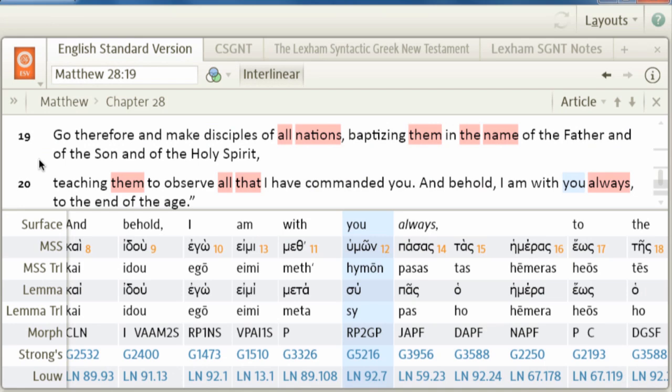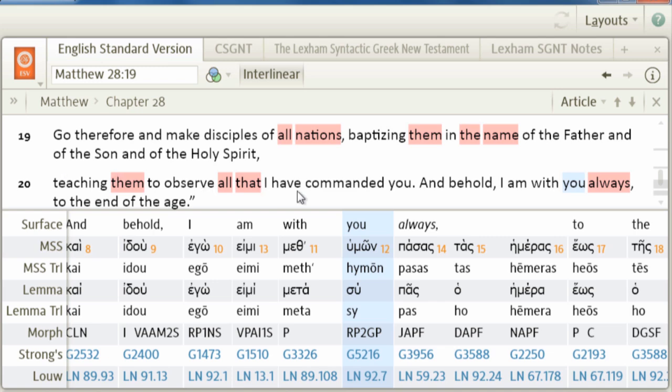Matthew 28:20 reads, teaching them to observe all that I have commanded you, and behold, I am with you always to the end of the age. In this commission, Jesus' command to make disciples is nested between two realities, that all authority has been given to him, and that he will be with his disciples always.